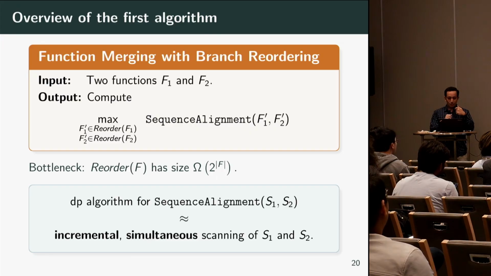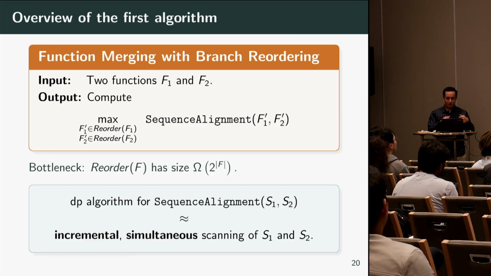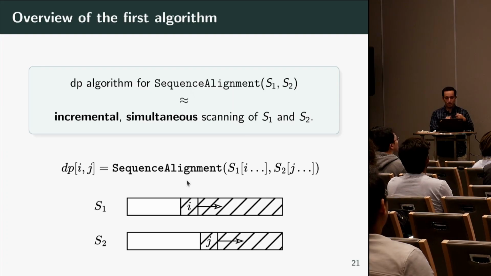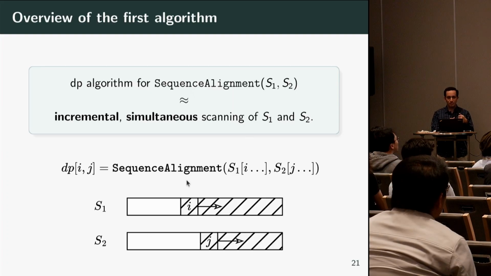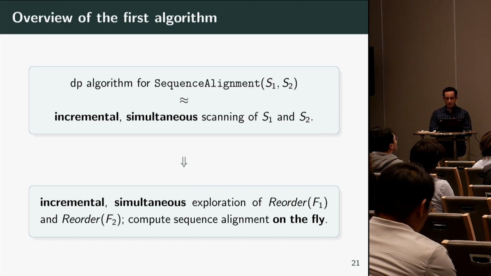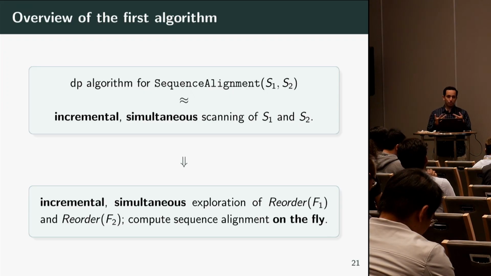So our starting point is the intuition that the textbook algorithm for sequence alignment has this very nice property in that it's kind of an incremental and simultaneous scan of the two strings. There you would have a state that has two pointers, i and j, that go through the two strings, and they just keep moving to the right in one direction. So we use this insight in our algorithm in the sense that we do an incremental and simultaneous exploration of the set of all reorderings of the first function and the second function. And as we're doing so, we compute the best sequence alignment on the fly.